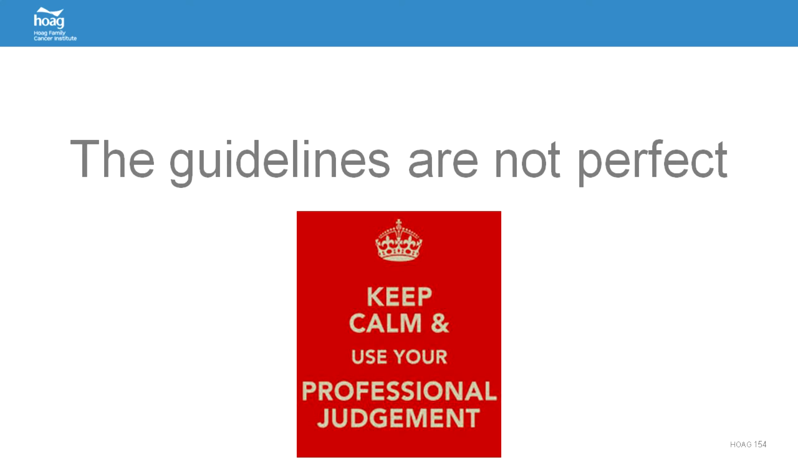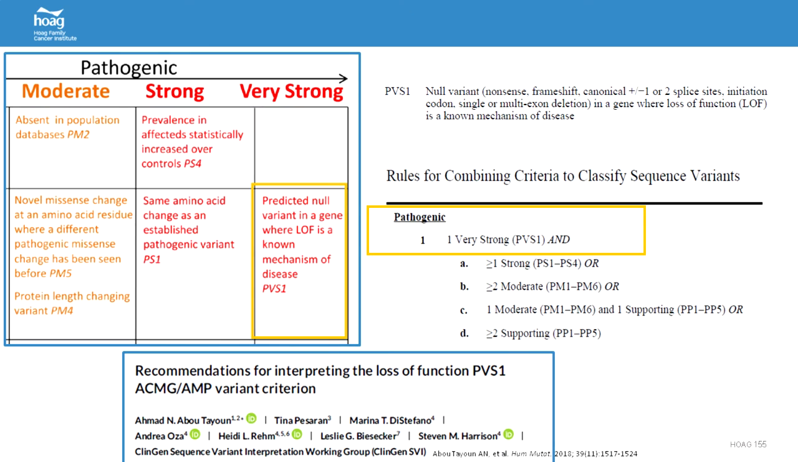The guidelines are not perfect, so professional judgment is always required when you analyze a variant. Sometimes it requires a lot of people sitting together in meetings to discuss that, because one person might not be satisfied with the lines of evidence that are available, or the functional data is not satisfactory. So that's when people sit together in meetings and decide if they want to classify it as pathogenic or not. ACMG guidelines are not perfect, and their working groups are trying to work together to come up with better ideas.